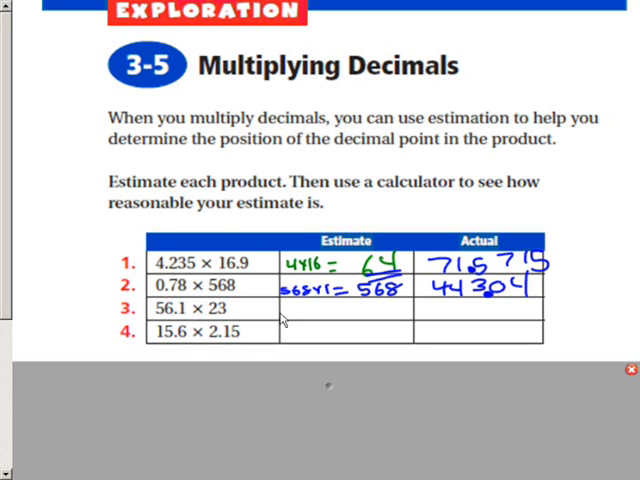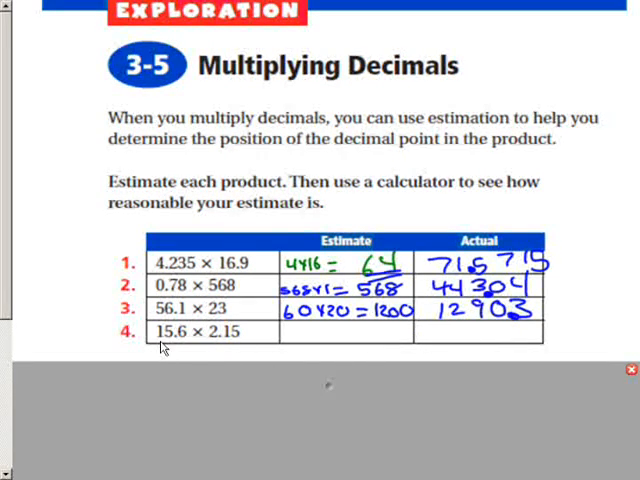Let's round to the nearest tens place. So let's do 60 times 20, which would be 1,200. Now I'm going to multiply these two numbers with no decimal point. So on my calculator, I'm typing in 561 times 23, and I get 12903. Now this is 1,200, so where does it make the most sense to put my decimal? Well, 1,200, we'd want to put it right here. 1,290.3 is pretty close to that.